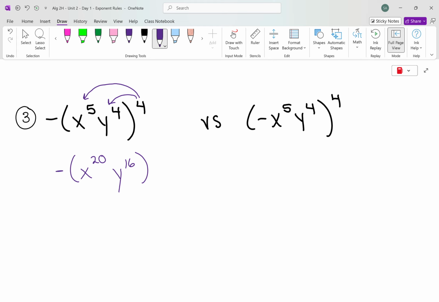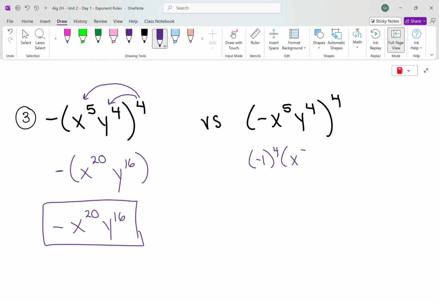Y to the 4th raised to the 4th power is y to the 16th power. And now that negative stays in front. And so our answer is negative x to the 20th, y to the 16th. So you just bring down the negative. Saying negative 1 is really saying that's your coefficient there.